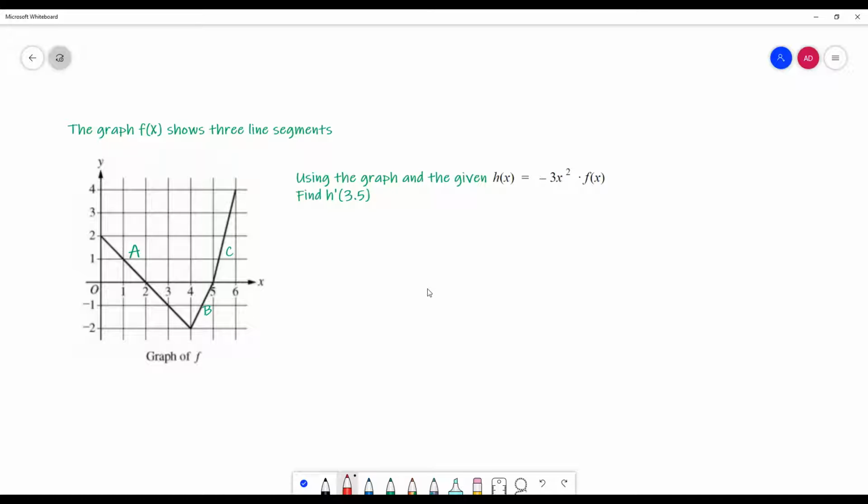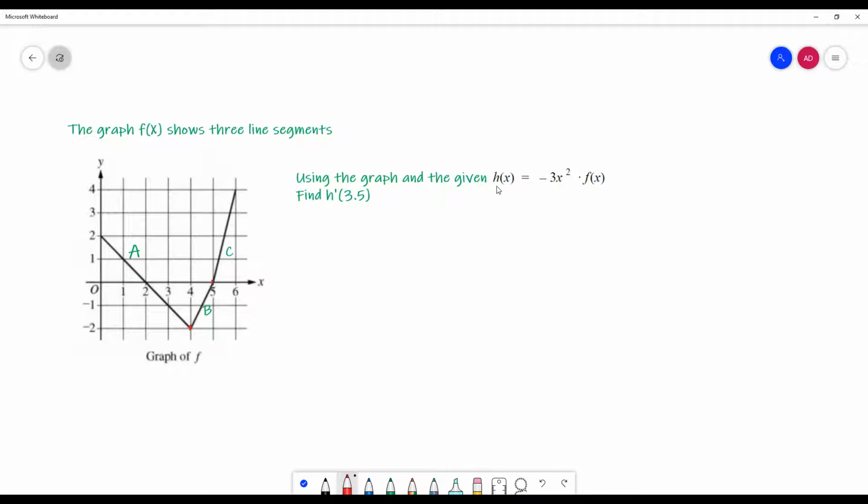Today I'm going to look at a question that deals with some calculus rules. I'm looking at a graph. F of x shows three line segments. That means I have three lines over here, A, B, and C, and they seem to be connected at the point (4, -2) and at the point (5, 0).